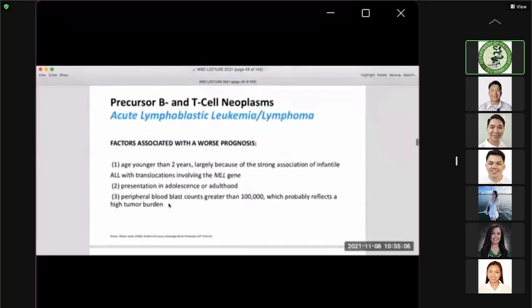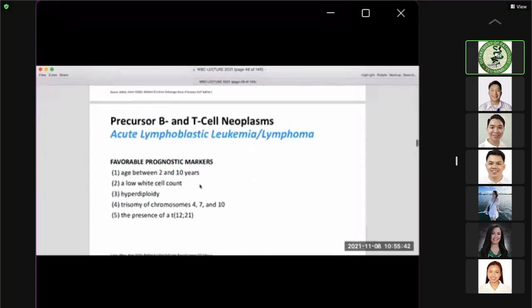Okay. There are certain factors associated with worse prognosis. So have to remember this, that if a patient is younger than 2 years of age, this is said to be having a worse prognosis. Presentation in adolescents or adulthood. In between, mas better kanilang prognosis. Peripheral blood blast counts greater than 100,000. So kung ganyan na karami, this reflects a high tumor burden. So it connotes a worse prognosis.